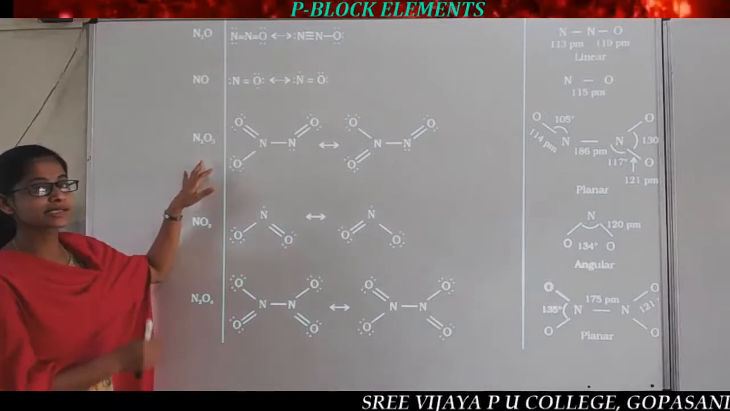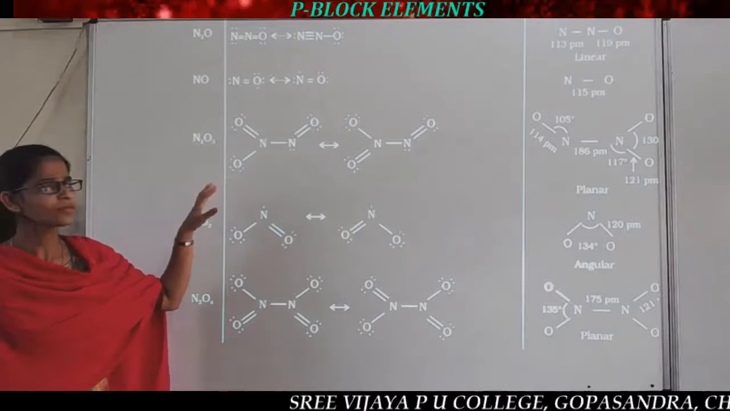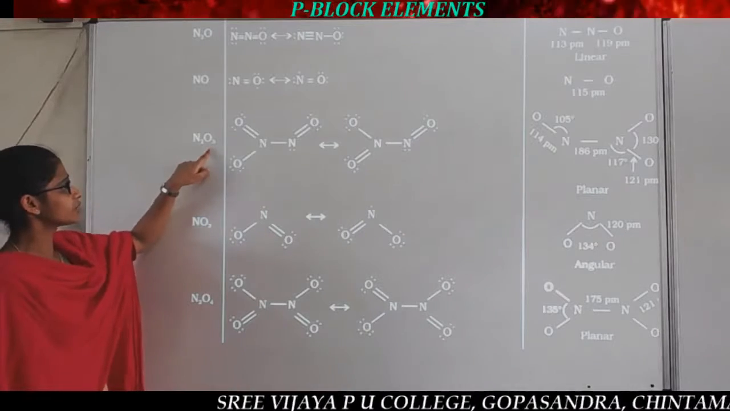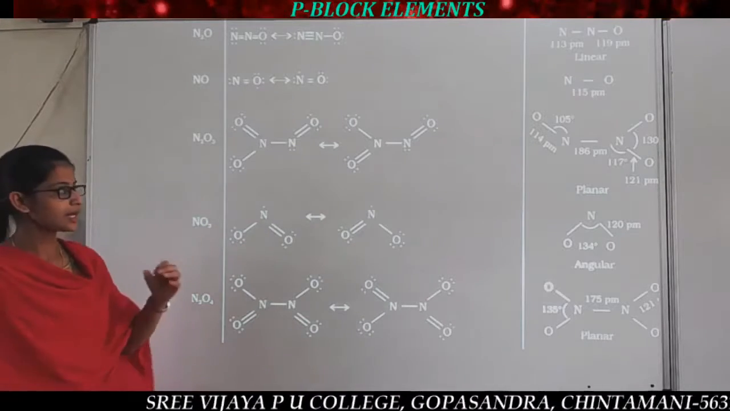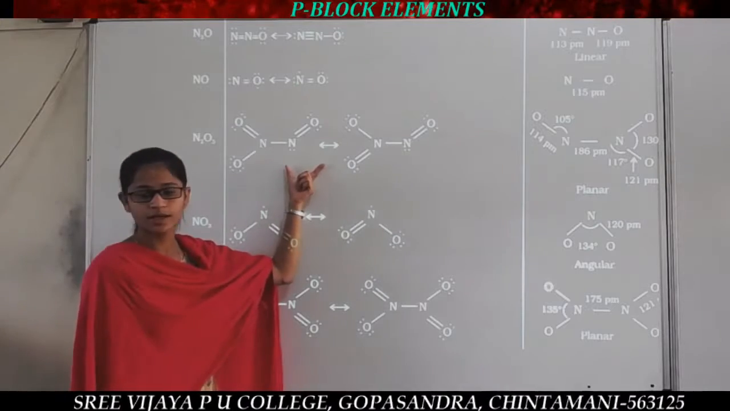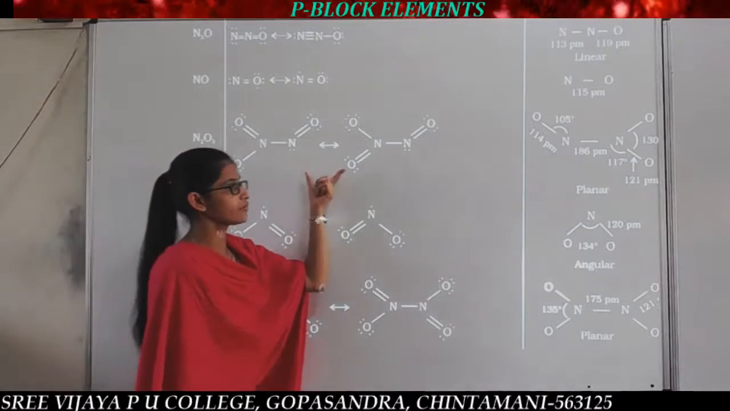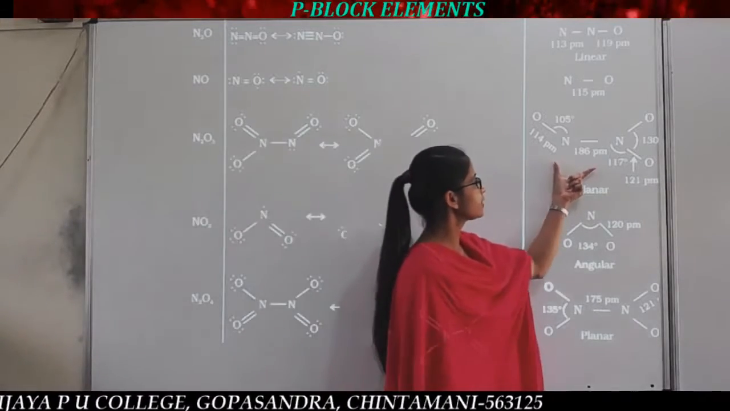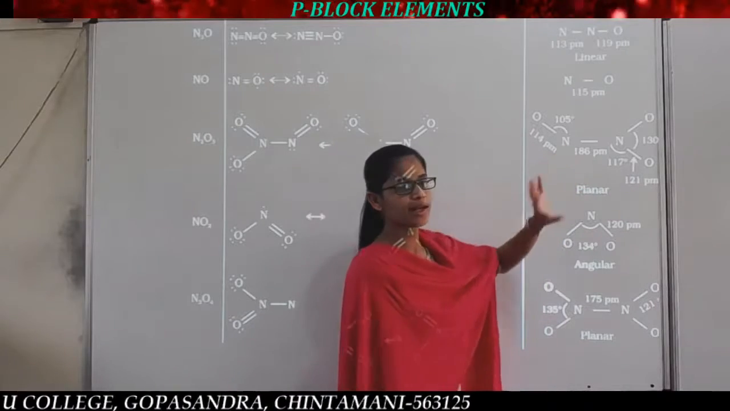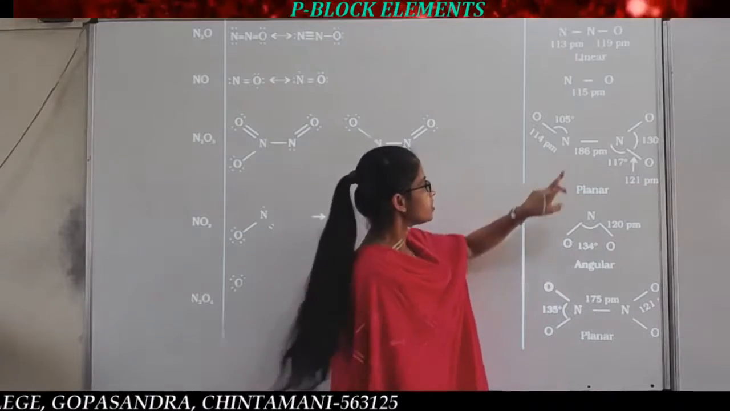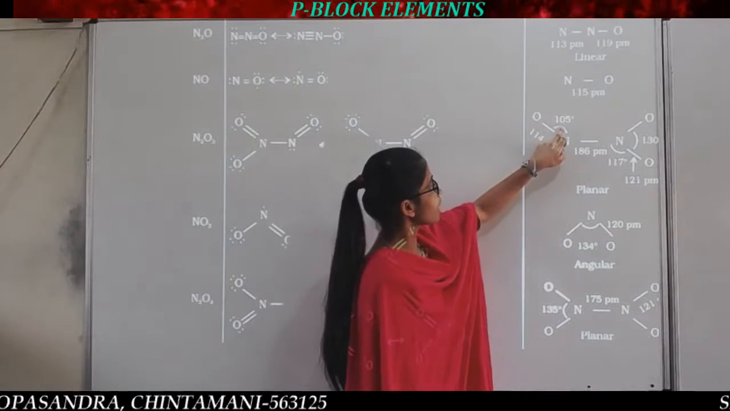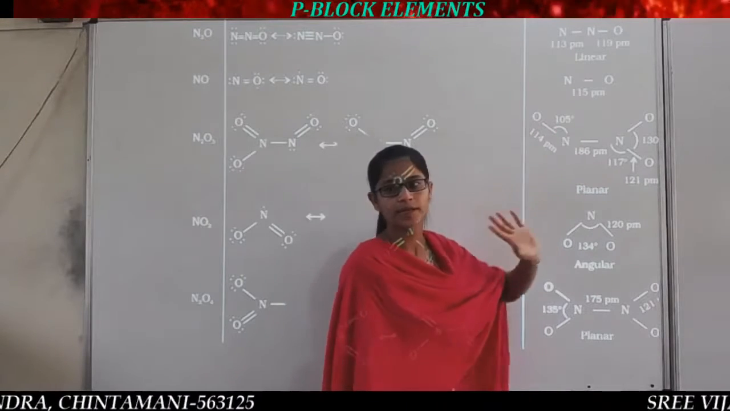It is one of the oxides of nitrogen. In this case, we call it dinitrogen trioxide. Last class we discussed the resonating structure. Based on this resonating structure, we have to see the bond parameters, the bond length and especially the bond angle. In between nitrogen and oxygen, the bond angle is 105 degrees.